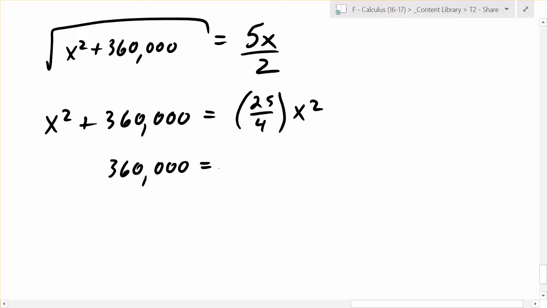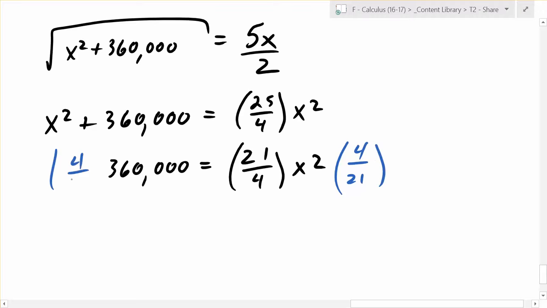Equals, how many x's am I going to be left with over here? If I subtract 1 from 25 over 4, what do I get? 20. Close. 21 over 4. Thank you, Andrew. 21 over 4, x squared, like that. What do I multiply by now? I want to get x squared alone, so what do I multiply by? 4 over 21.